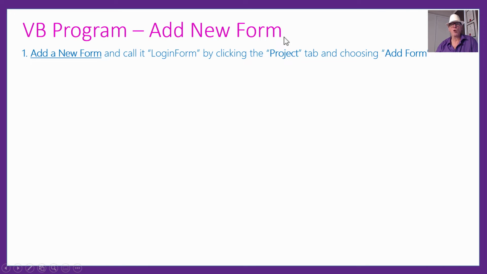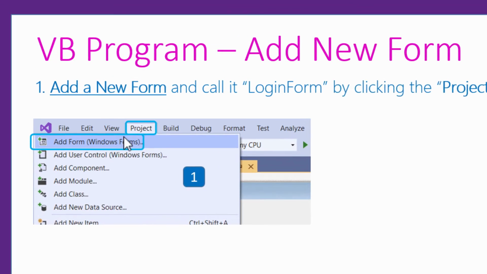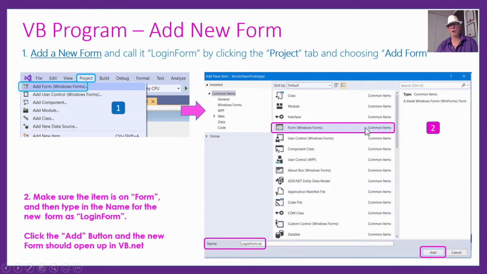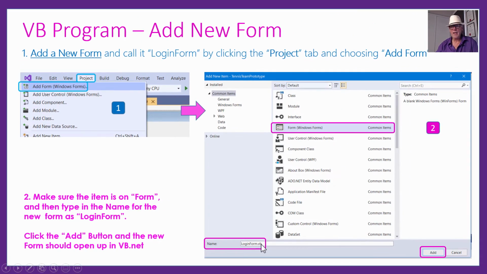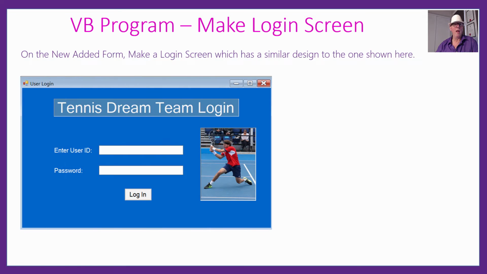So you need to go up to the project tab in Visual Studio and do add form, all right? So you go up to project and you go add form. Now what should happen is it should have automatically gone to Windows Forms, but make sure it's on form, make sure you've clicked on this one, and give it a name. So down here we've typed LoginForm.vb, and then click the add button, all right, so that we can add that form on.